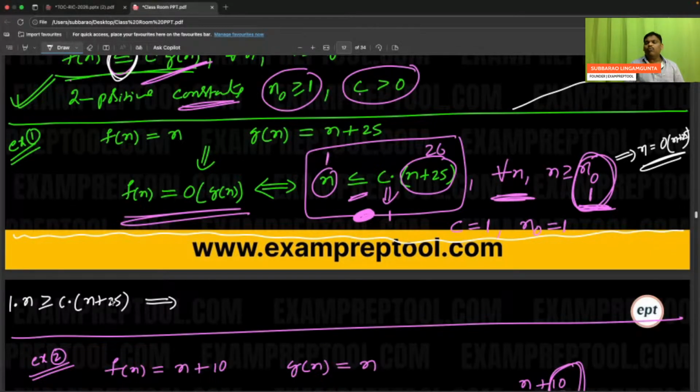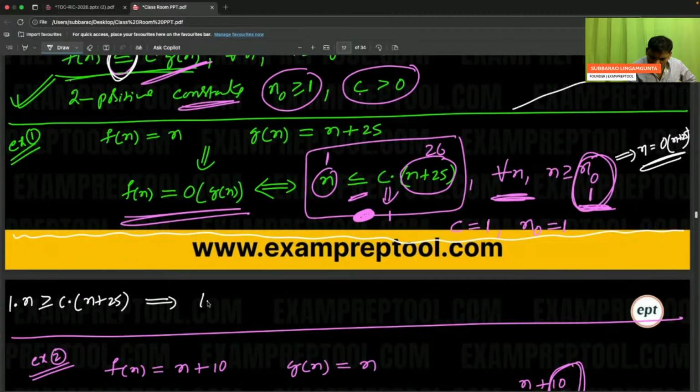Left is only 1n, but a constant is required. The constant is available only on the right side, not on the left. But I have to prove left as bigger or equal. Left is simple n, right is n plus 25. So actually right is bigger, but I have to prove left bigger. How? I will try.